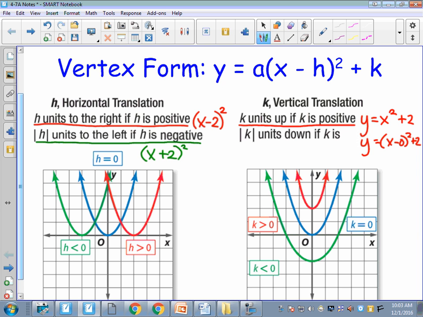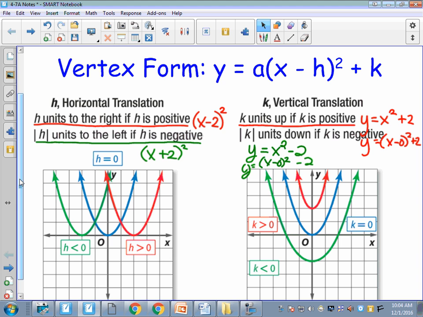And then the green graph shifted down 2 units. And so the green is when the k value is negative. And so that equation for the green graph would be y equals x squared minus 2. Or if you want to, x minus 0 squared minus 2. So that's telling you that it didn't shift to the left or to the right any. It only went down 2 units. And then the red went up 2 units.